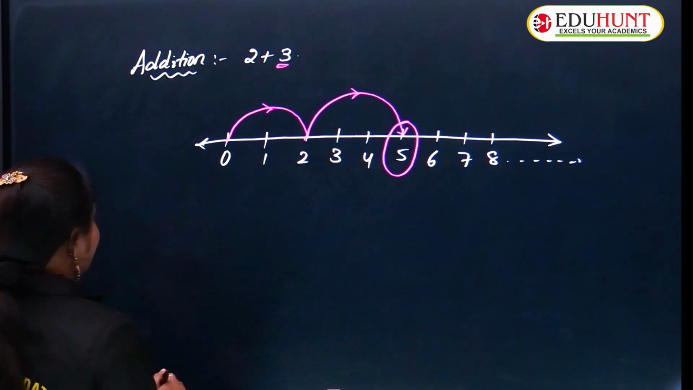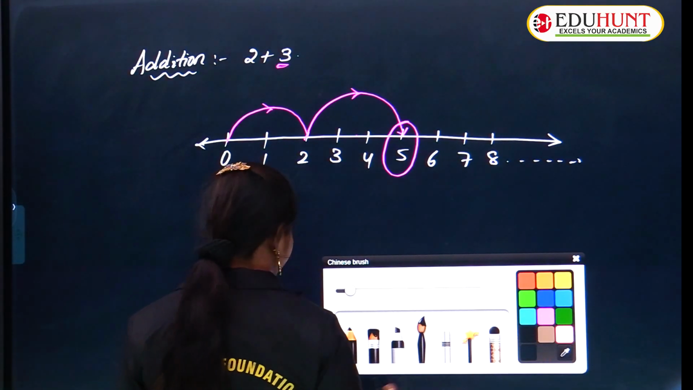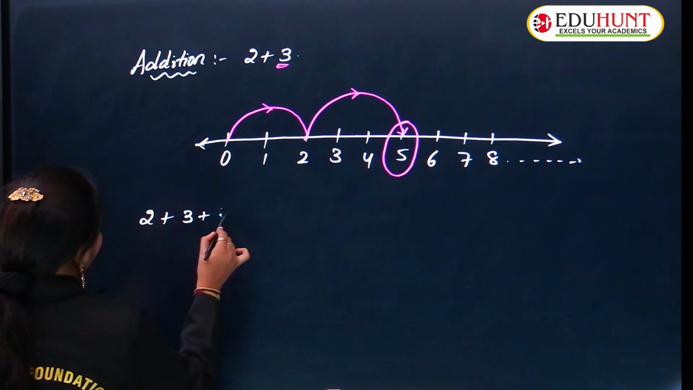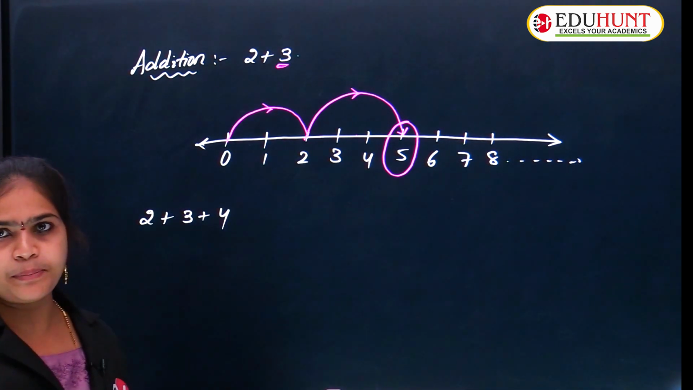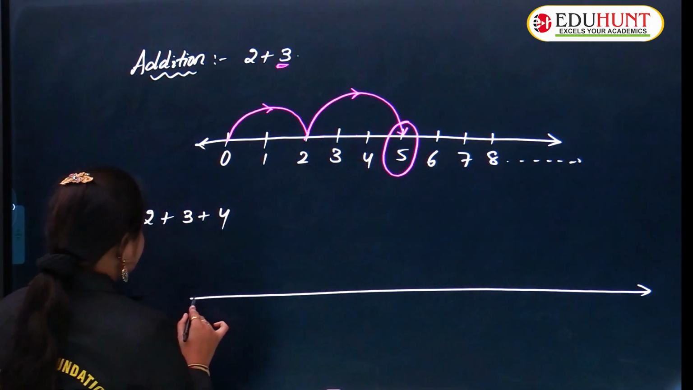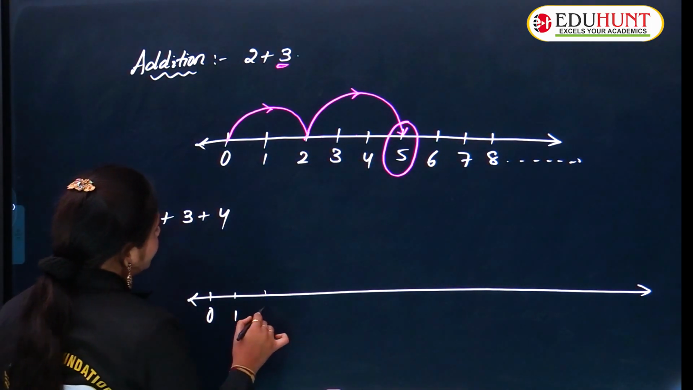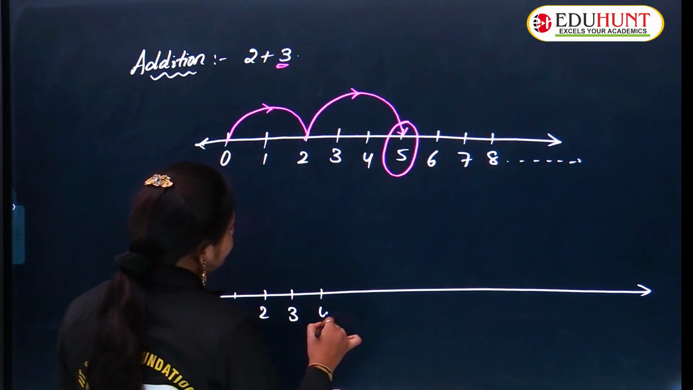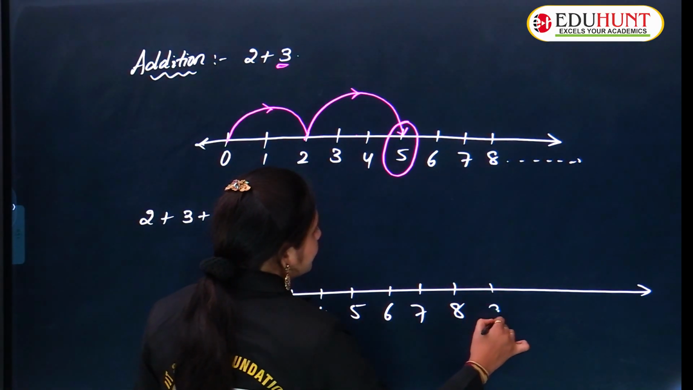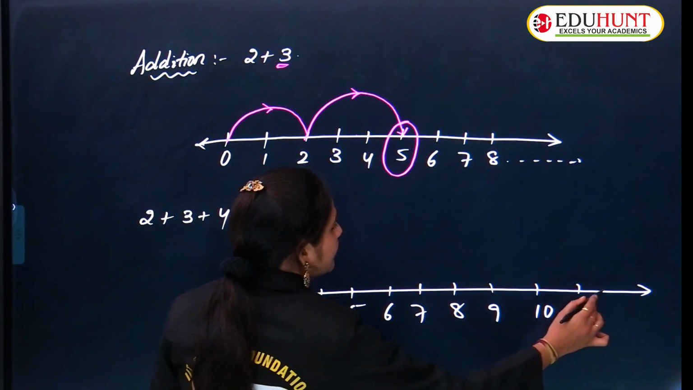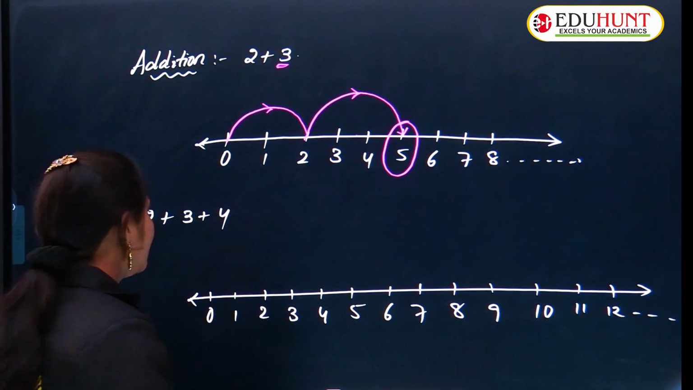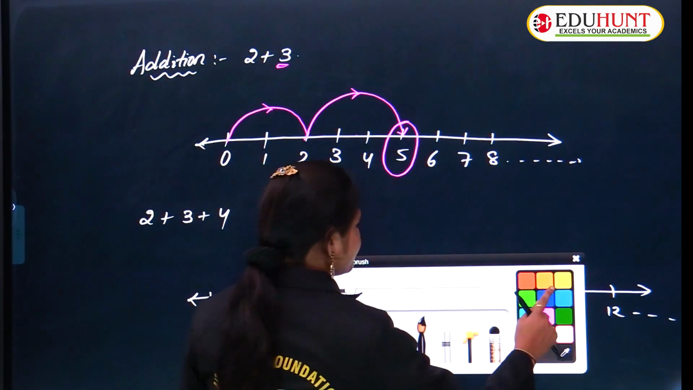Okay. Now here is another example: 2 plus 3 plus 4. How does it show on a number line? See that. 0, 1, 2, 3, 4, 5, 6, 7, 8, 9, 10, 11, 12 and so on. Okay? Now here, 2 plus 3 plus 4.